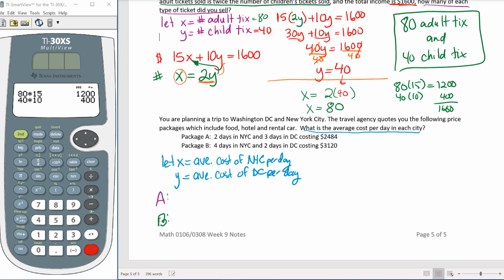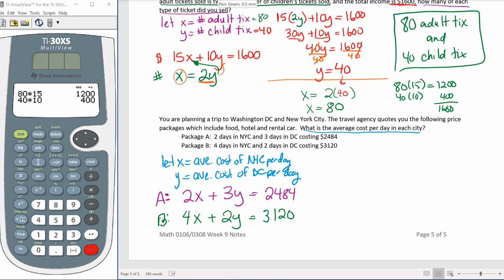For package A, I'll do it in purple here. I have 2 days in New York City, so that's 2 times the average cost per day, 2x, plus 3 days in D.C., so 3y, and it equals 2,484. In package B, I have 4 days in New York City plus 2 days in Washington, D.C., and that adds up to 3,120. So I take 4 times x, the average cost per day in New York, plus 2 times y, the average cost per day in D.C., and that should add up to my total. So this is my equation.